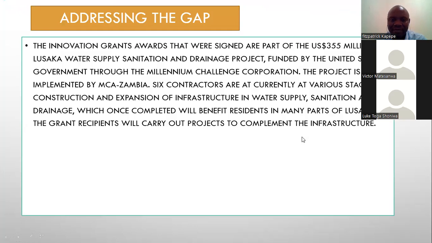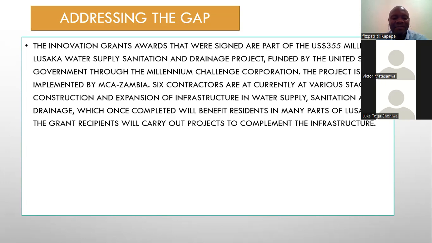What gap was being addressed? Because when you're giving this grant, there's a gap that you're trying to address. So you guys who are consultants, you need to know that if there is a particular project that needs to be undertaken and the company that has consulted you requires some sort of financing, you always need to know the gap. What is this gap they are trying to address?